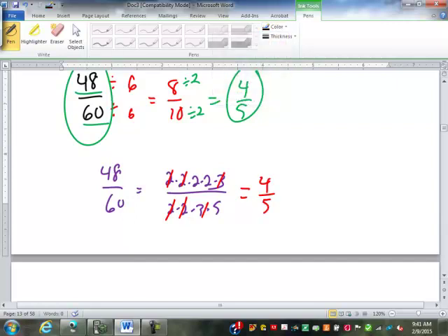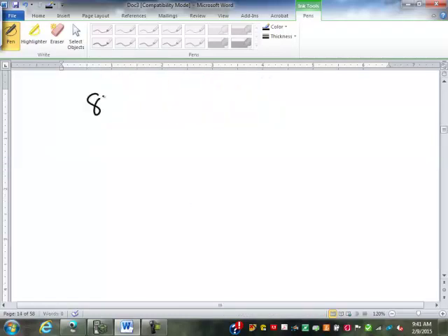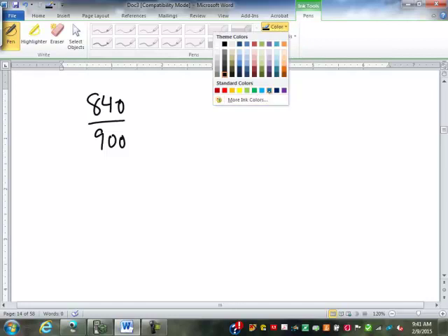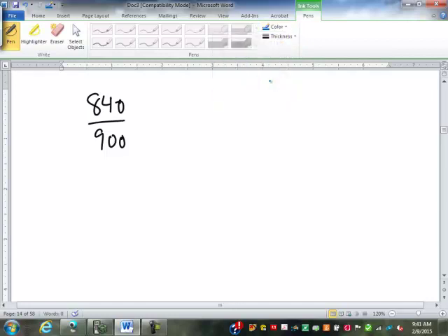Is there an easier way when your numbers are huge? Let's say you have 4 digits, like 840 over 900. Let's just start with that. Remember we did those divisibility rules last week? The first thing I always look for is a 10. Why do I look for 10s? Because they're real easy to find. Do those both end in zeros? Yeah, you bet they do. So I can divide both of them by 10.